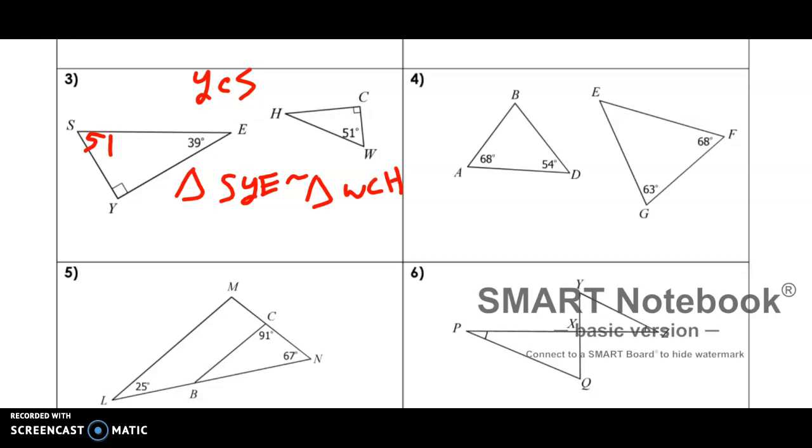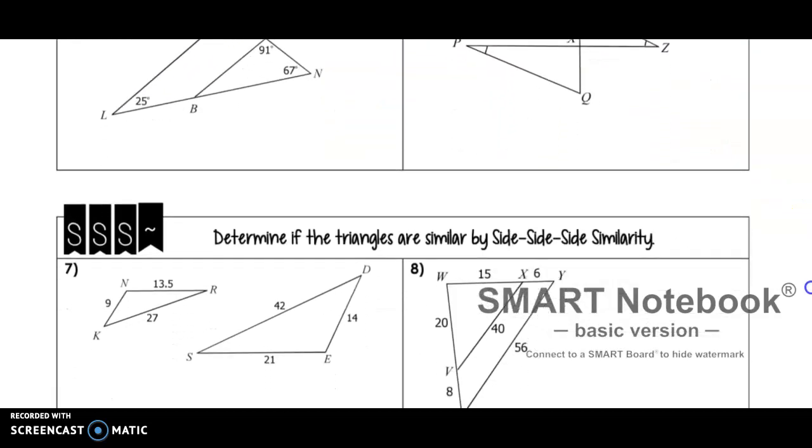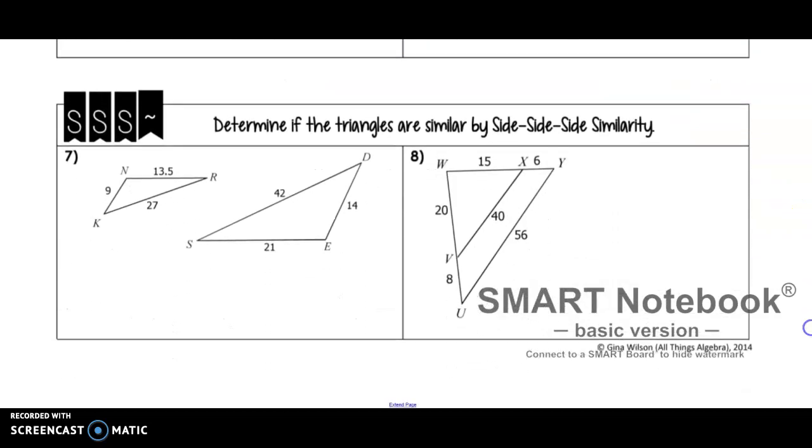Let me do number 4. Okay. So the same thing for number 4. So I do the math. I do 180 minus 68 minus 54, and I'll get 58 degrees. Well, just looking at this one has a 63. There's no 63 here. So therefore, I cannot have two congruent angles, so this one would be not similar. Okay? So I want you guys to do the rest of those ones. I only have 15 minutes for video, so I want to make sure I get through all of them. So now the last, we'll go to sides.